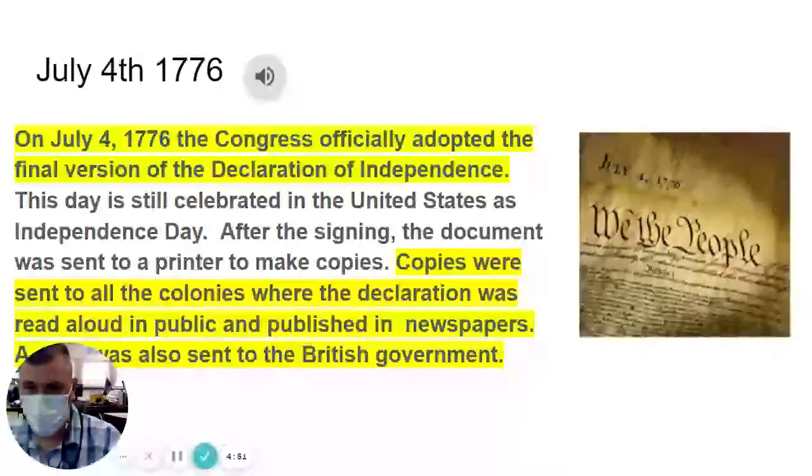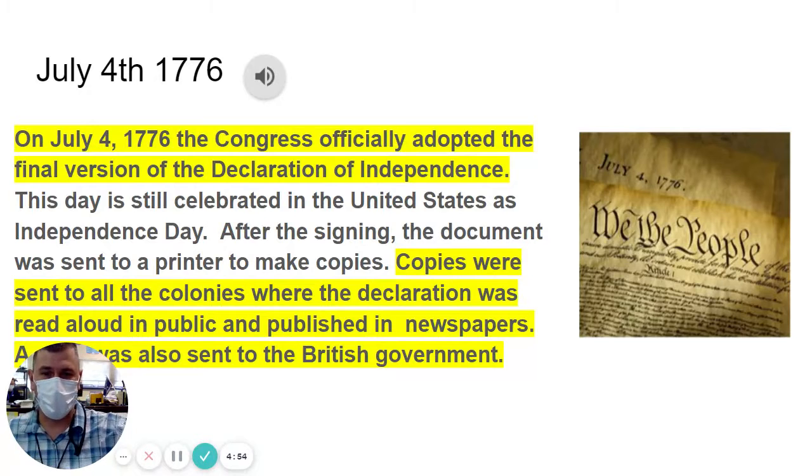After everybody signed the document, the copies were sent out to all the colonies. The Declaration was read aloud in public and published in newspapers, and they also sent a copy to the British government.